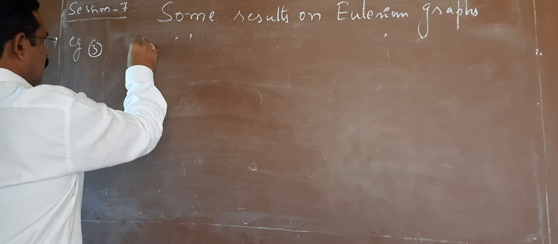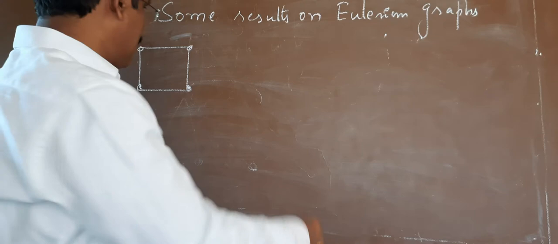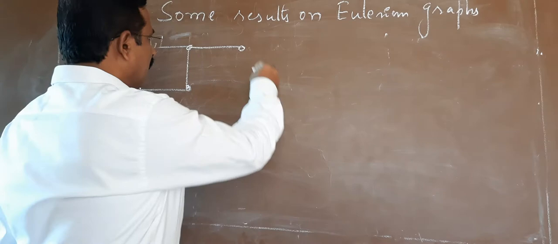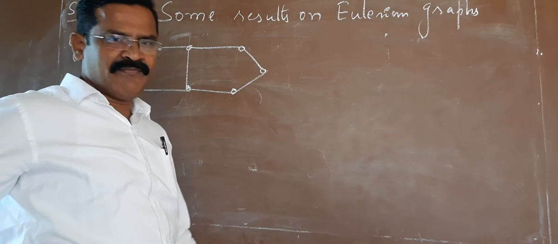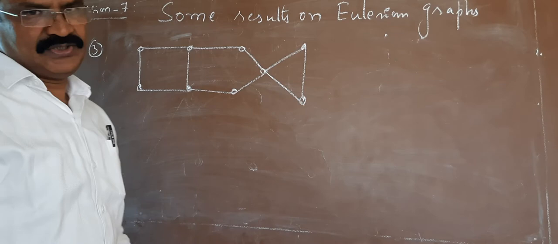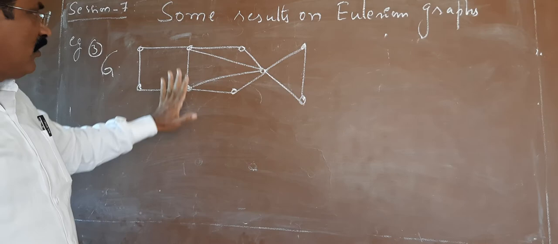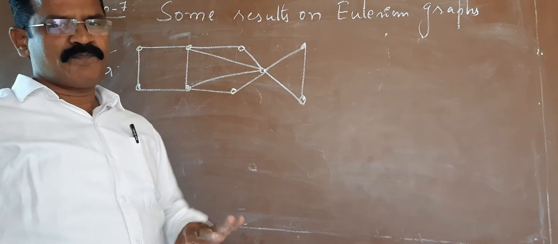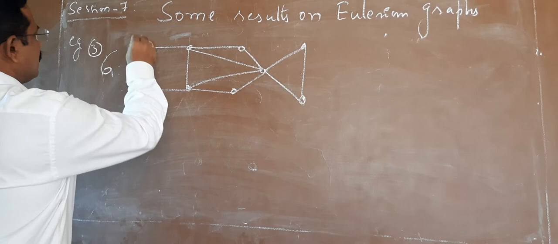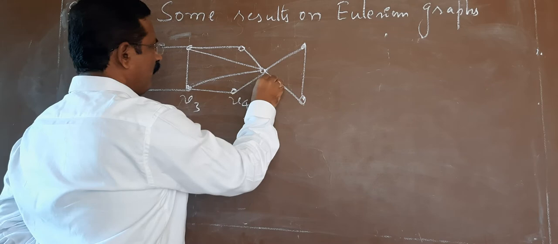Okay, they may ask such examples. They may give one example or one graph. They may ask you to find the Eulerian cycle in this graph. Then they may ask you to partition the edges into cycles. This is one example, say Z. From this given graph you have to find the Eulerian cycle, and partition the edges into cycles. Now first you have to label the vertices as V1, V2, V3, V4, V5, V6, V7, V8, V9.